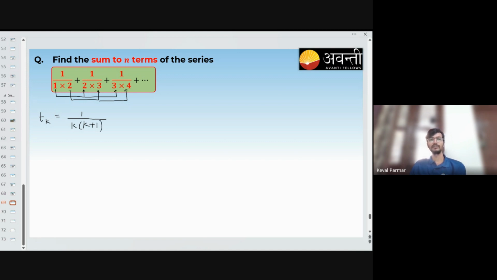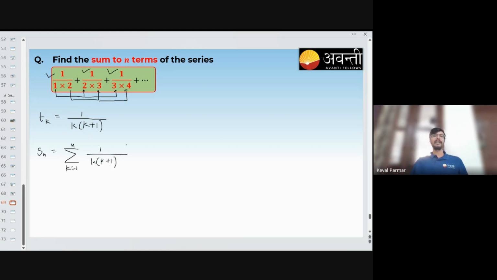If I put k equals to 1, I'll get the first term. If I put k equals to 2, I'll get the second term, 3, the third term, and so on. So basically, this is a way of cross-checking whether your written general term is actually correct or not. Just substitute the values of k and check whether you're getting the first term, second term, or third term. So let the sum Sn be summation k equals to 1 to n, 1 upon k into (k plus 1).